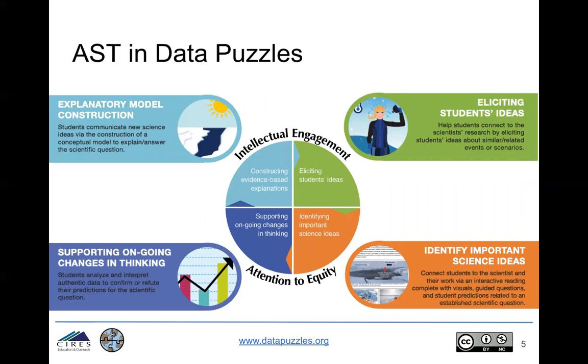So like I mentioned just a moment ago, we're not having you, the facilitator, plan for these important science ideas, and instead we're asking students to identify those by reading a text. So what we've done for data puzzles is just swapped these two quadrants. So the data puzzle starts by eliciting students' ideas about a scenario that is similar to the science investigation that's going to be presented in the data puzzle resource.